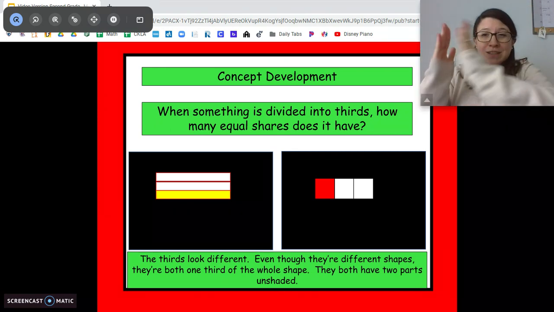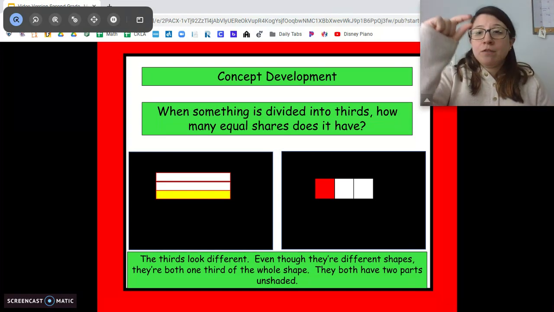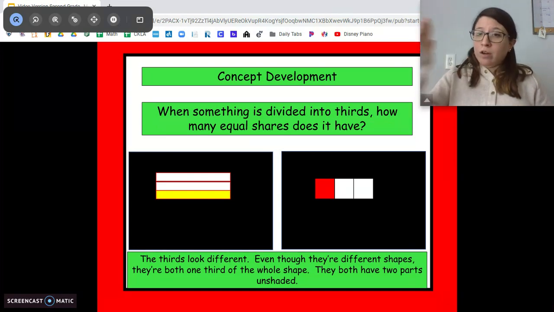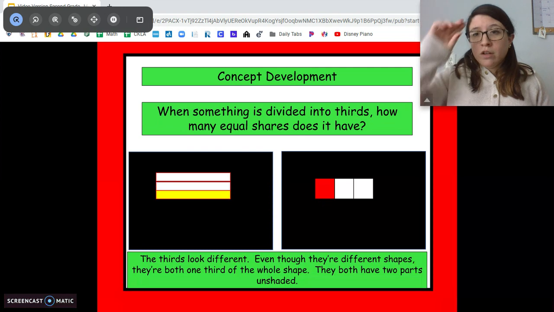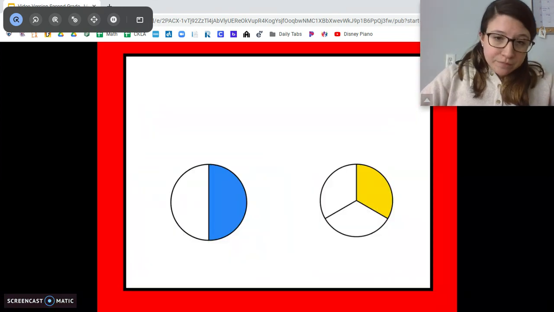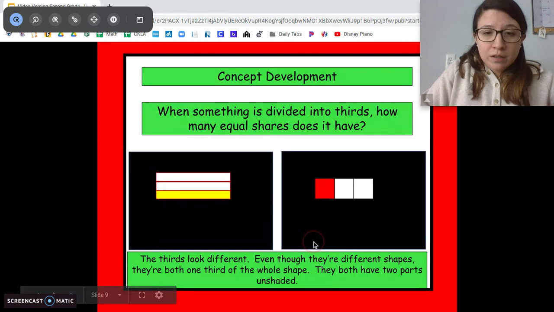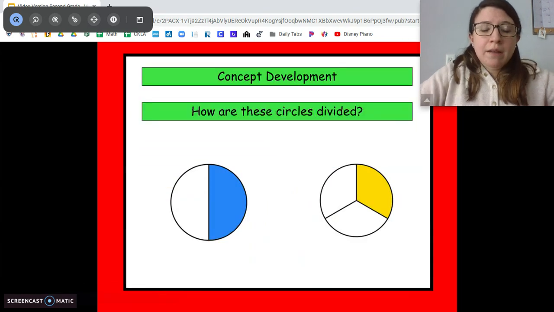So even though they're different sizes, they're still showing 1/3 of the shape because each of those sections, no matter if they're vertical or horizontal, they are 1/3. 1/3 is shaded in and they're all equal. They both have 1/3 shaded in and 2/3, 1, 2, if you count the white spaces, are unshaded. 2 parts unshaded. All right.